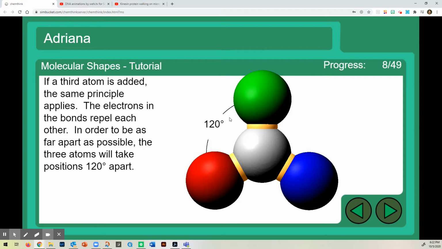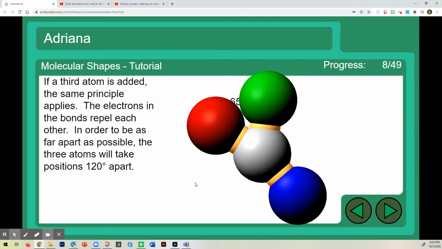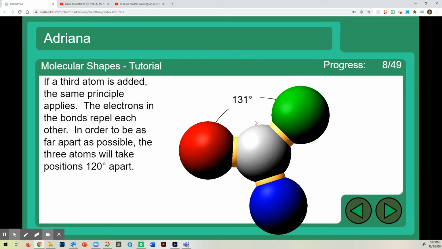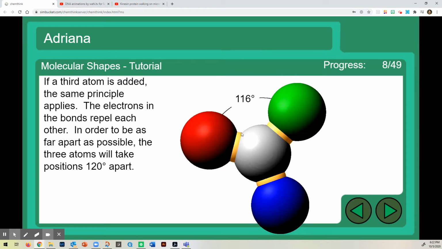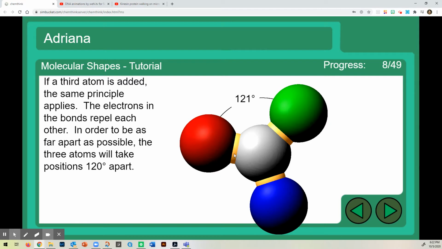Now that doesn't mean the angle doesn't change, right? If I drag this red atom over there, for some reason it'll change momentarily, but it's going to slowly work its way back to its own equilibrium where they're as far away from each other as possible, because these electron areas are repelling each other. And so it turns out that the farthest distance they can be from each other is 120 degrees.